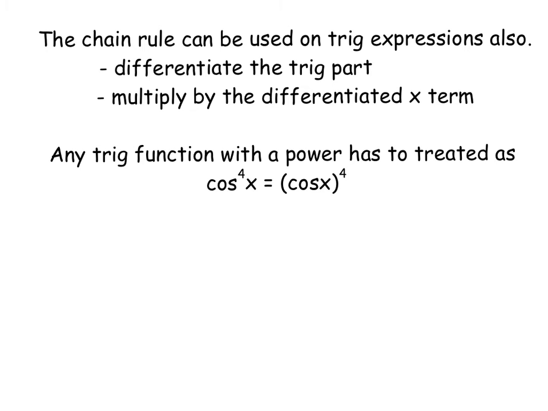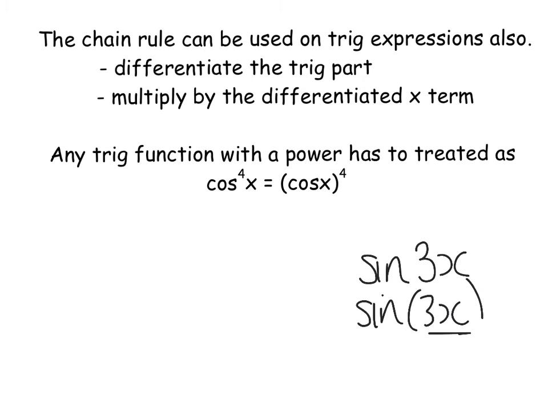We still differentiate the trig part, so that's changing the sine to the cos. But then we have to multiply by the differentiated x term. So see that bit we added in about times by the differentiated bracket? The differentiated bracket this time is, you'll have things like sine 3x. So you'd have to think of that as having a wee bracket around it. This is the bit you differentiate and times by. So we would change sine to cos, and then we would differentiate that and get 3 and times by 3.